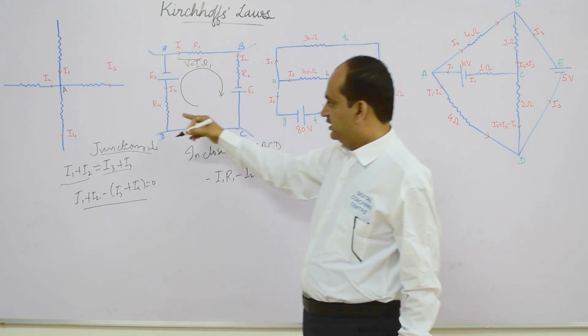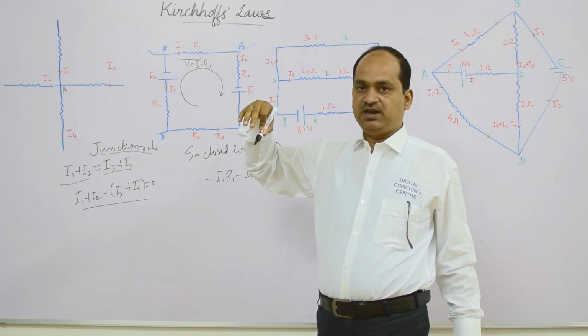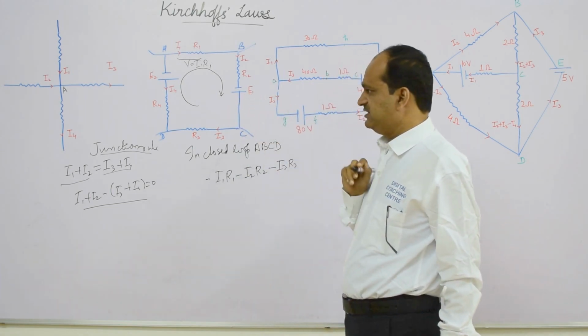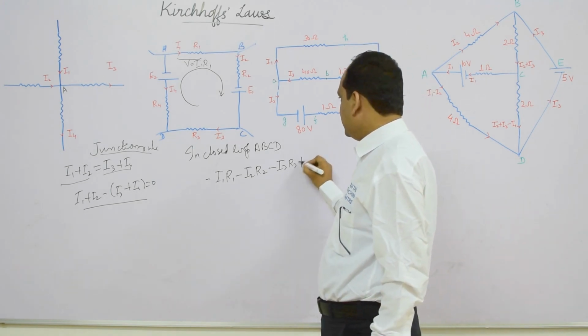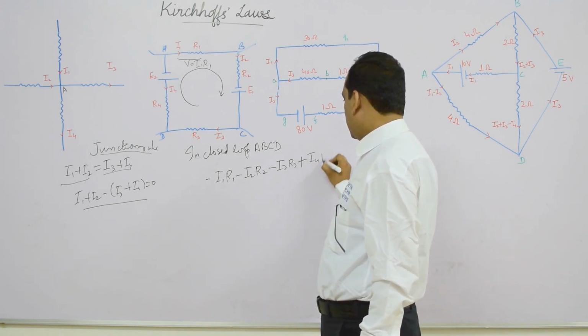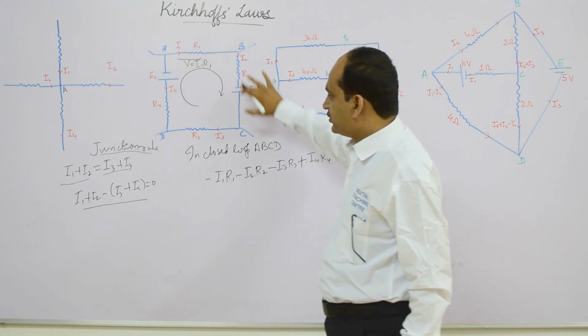In the next branch the current is in the anti-clockwise direction, and if the current is in the anti-clockwise direction, our sign will be positive. So we have plus I4 R4. These are the potentials across the loop.